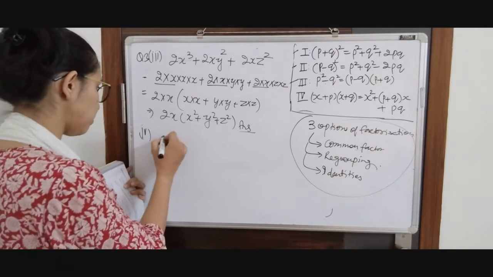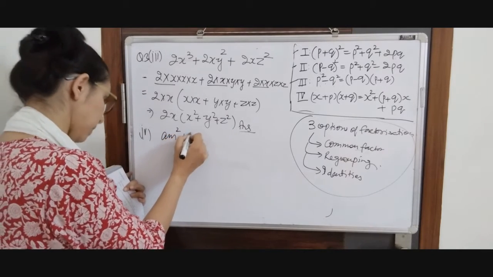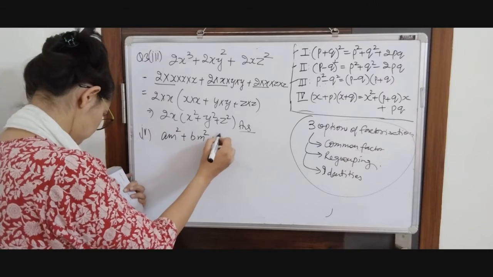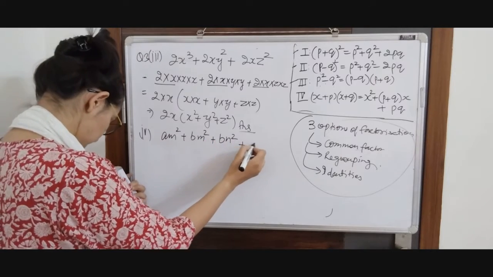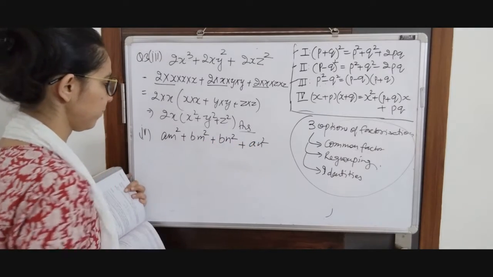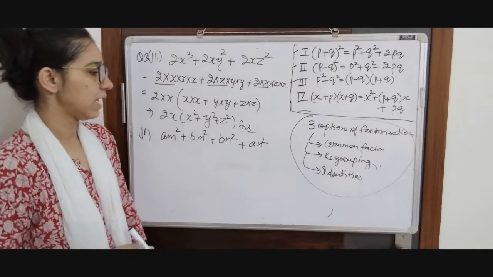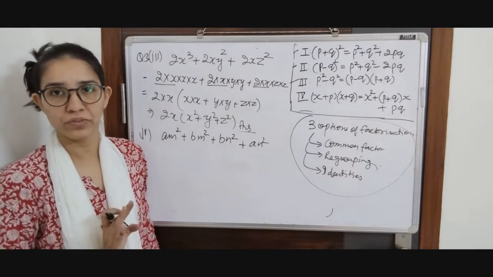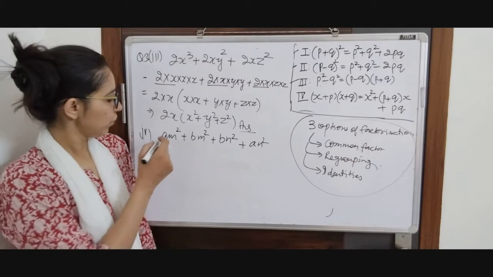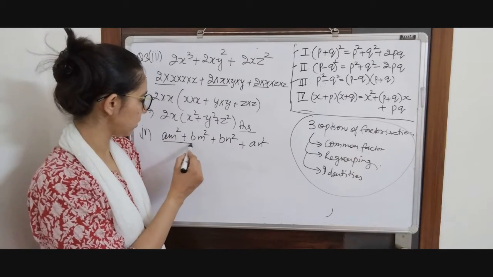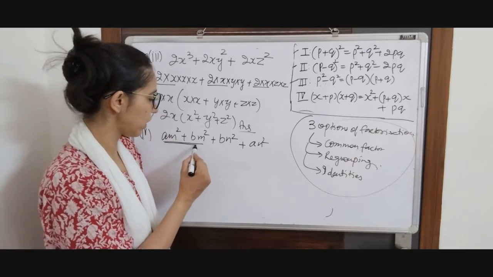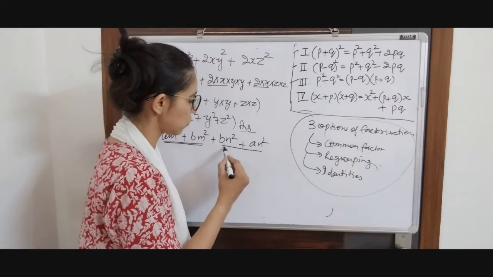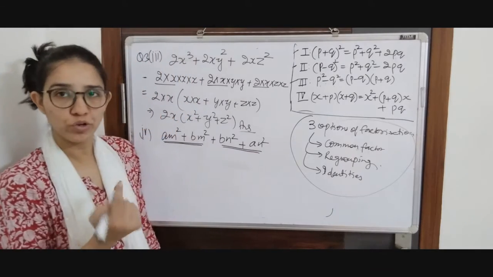Next is am square plus bm square plus bn square plus an square. Okay. So see that there are 4 terms, and wherever there are 4 terms, usually regrouping is needed. Okay. So see that in these 2 terms m square is common, and in these 2 terms n square is common. So we are going to apply that.